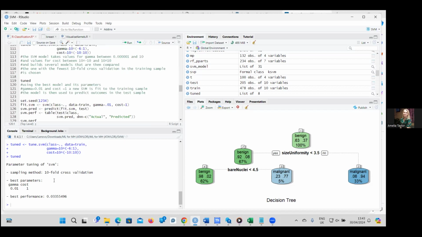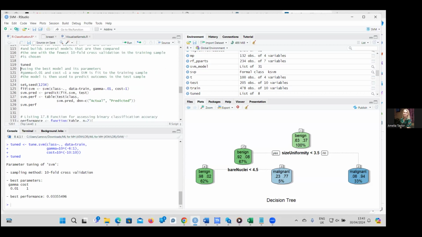Okay, so our model has finished tuning, and you can see that the result of the tuning was new values for the gamma and the cost. So these are the best parameters to be used for this model, and the best performance, we have it in there. So let's try to fit the data.